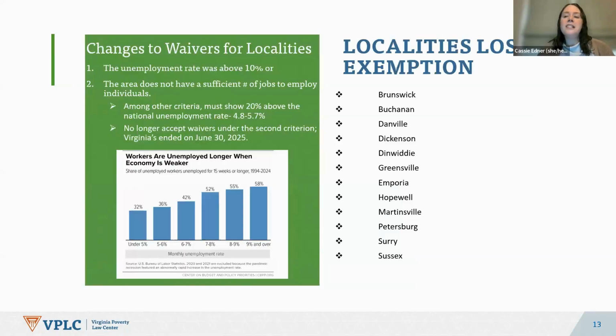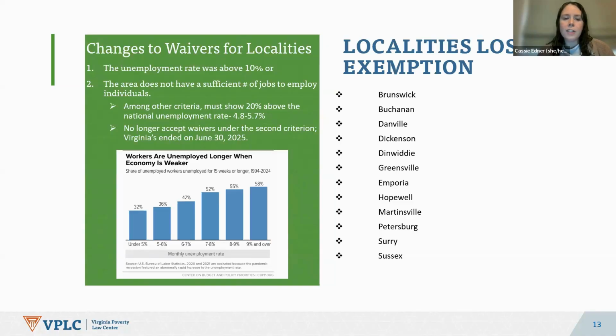One of the other changes that they made was to waivers in states, the waivers that states could have. Prior to this bill, the unemployment rate either had to be 10% or higher, or the area has to not have a sufficient number of jobs to employ individuals. Virginia had waivers based off of the second criteria.